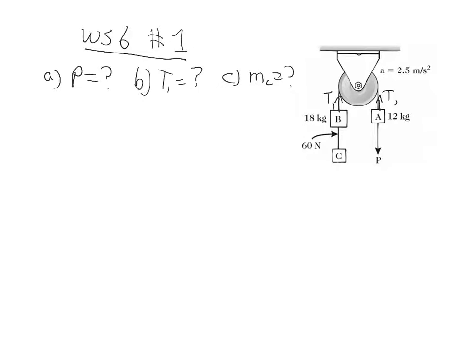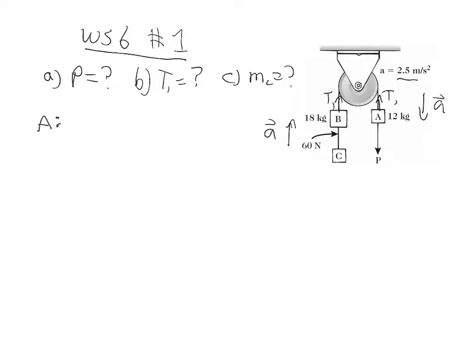So in order to solve this problem, first thing first, we always want to start with free body diagrams. In this case, we can draw it for any different object. We also notice we have an acceleration. So block A is going to be accelerating down, and these two blocks are going to be accelerating up at 2.5 meters per second squared, as is given to us here. So let's go ahead and take them one at a time.